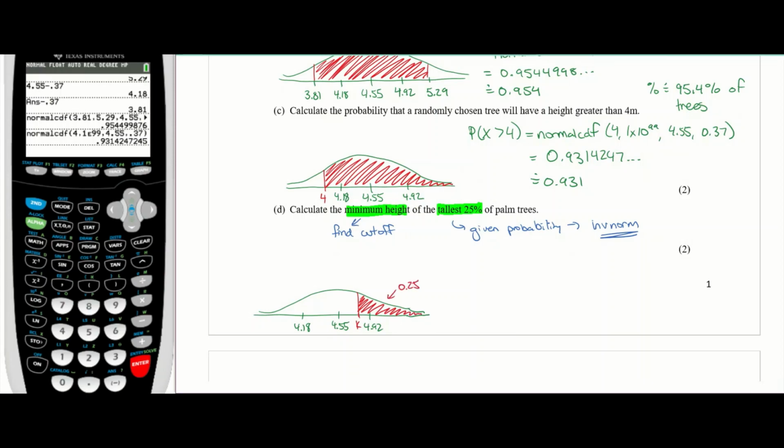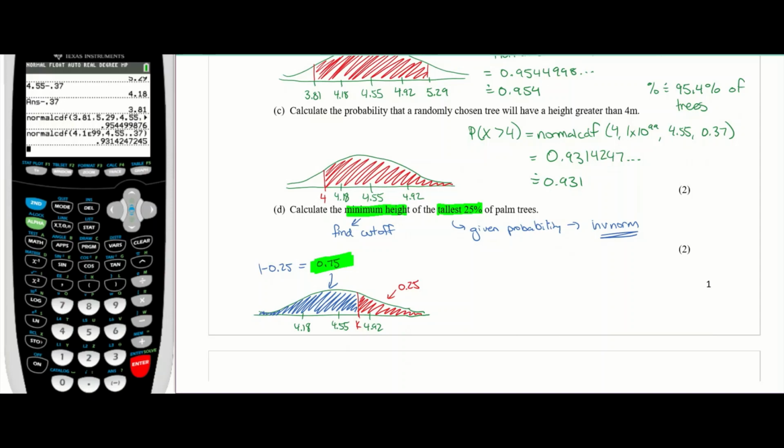Now here's where the trick comes in that I was talking about earlier. The calculator function only really works when you give the calculator the probability of being below the cutoff. So I have to translate what I've just drawn into knowing the probability below a given cutoff. If 25% of the data lies above K, then by the axioms of probability, 75% of the data must lie below K. This is the really important piece of information I need for the calculator.